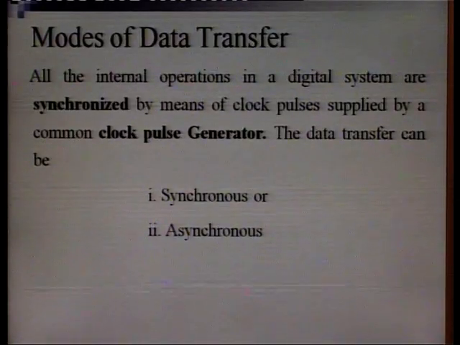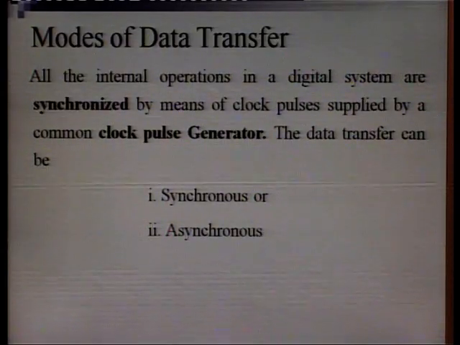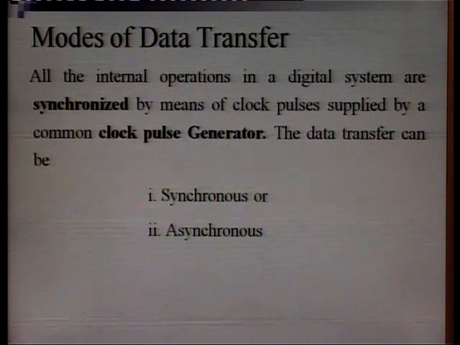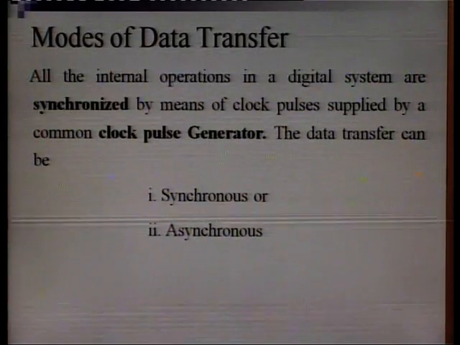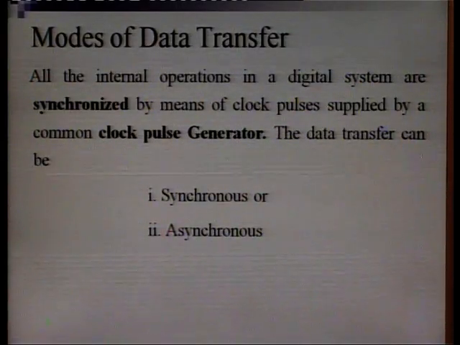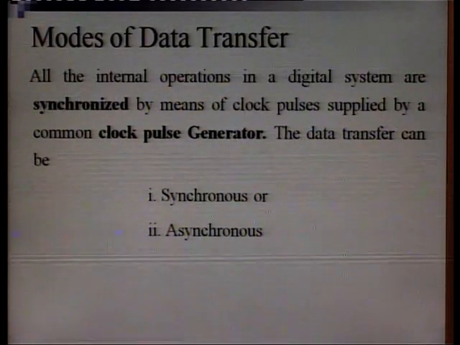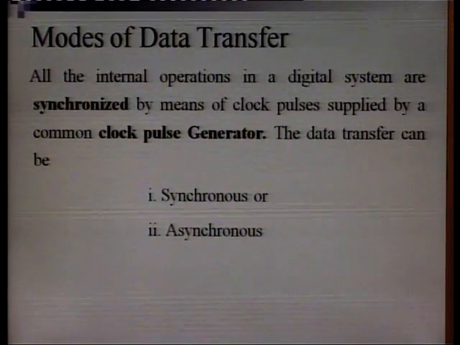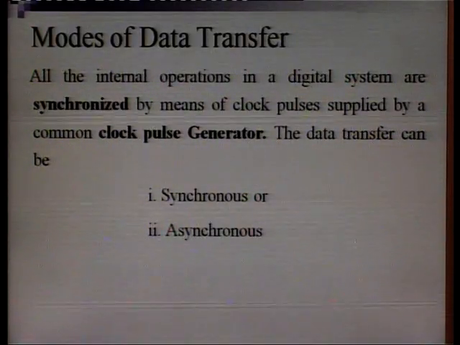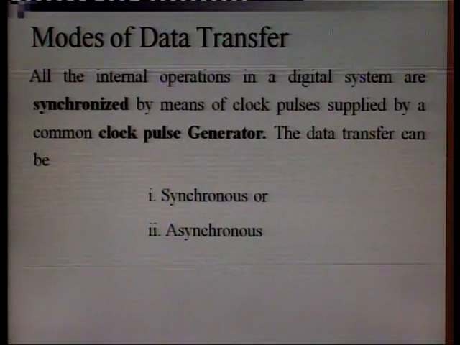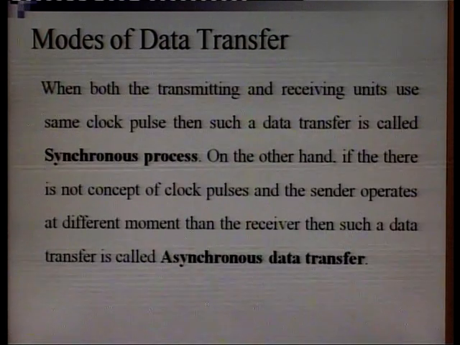This data transfer within the computer system is an internal operation. As we all know, the internal operations in a digital computer system are synchronized by means of the clock pulse, which is generated by a common clock pulse generator. The data transfer can be of two types, synchronous or asynchronous. If we consider synchronous, both units are synchronized by some common clock, and they have a common clock for the data transfer rate. But in asynchronous, they have independent clocks and are not synchronized by a common clock.